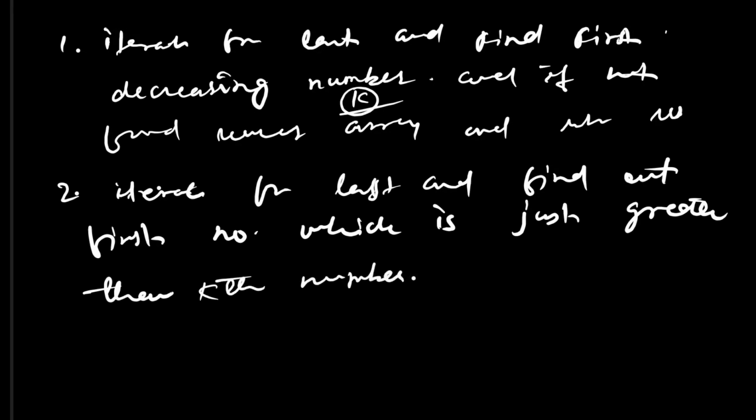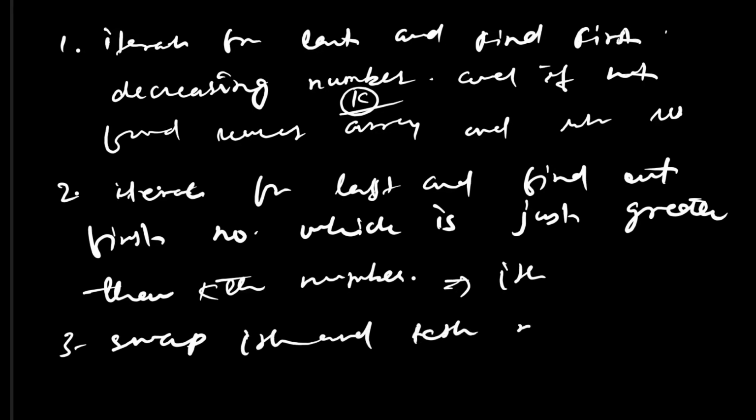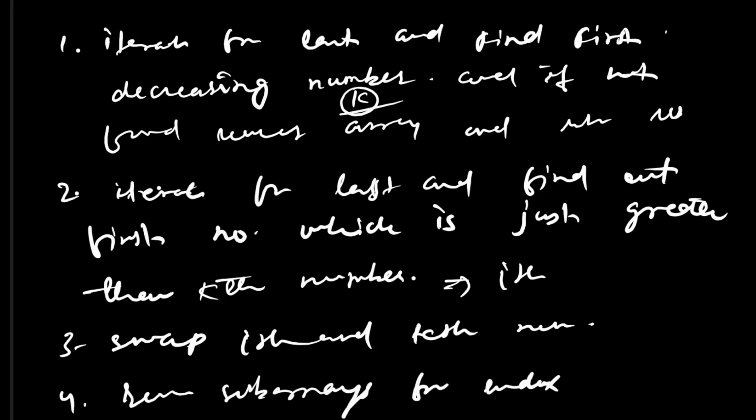Okay, and then what we do, we swap, let's say this is going to be our ith number, swap ith and kth number, and then after we will be reversing, then reverse subarrays from index k plus 1.